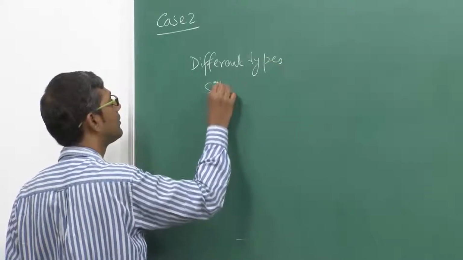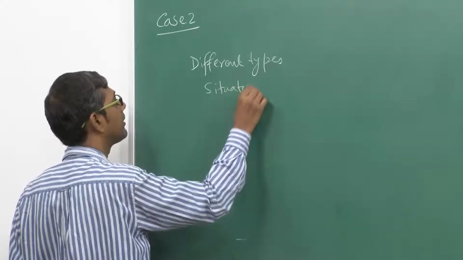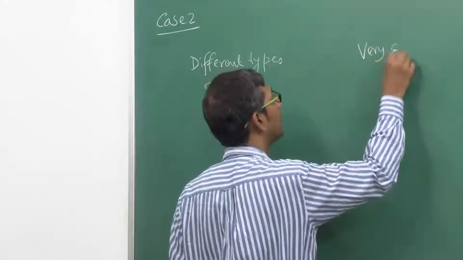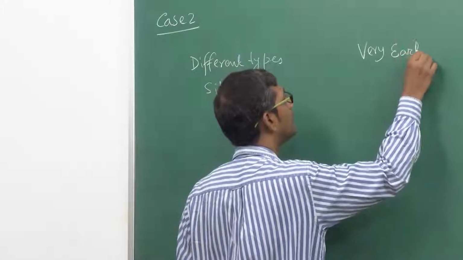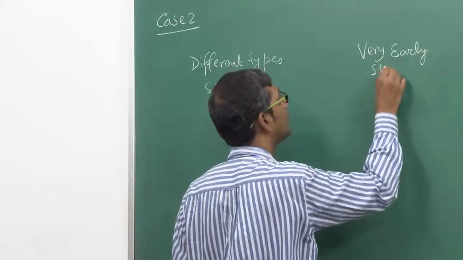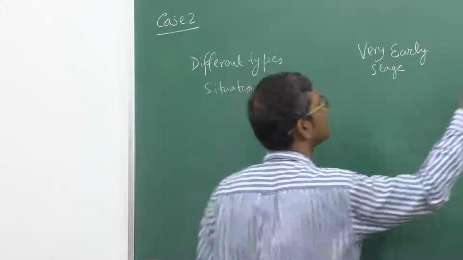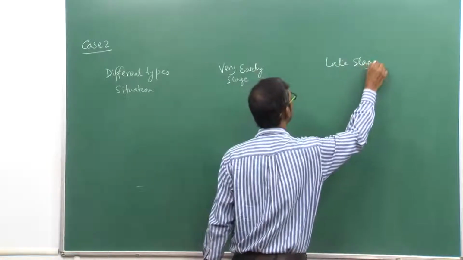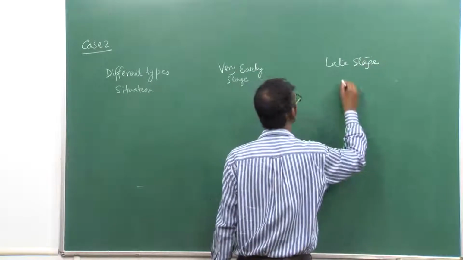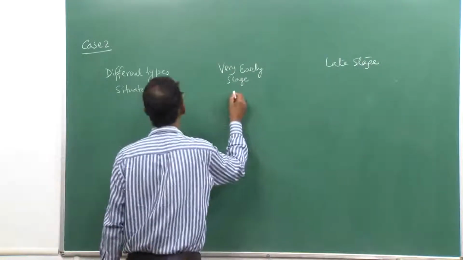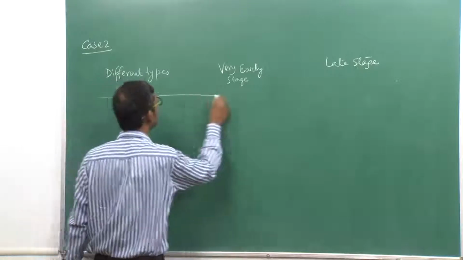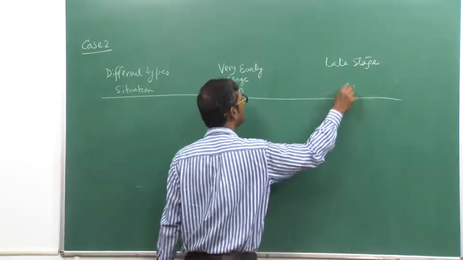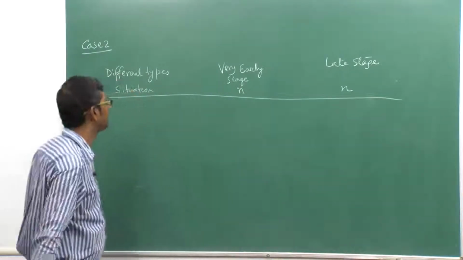I will tell you the different types of situations, nucleation and growth, very early stage, and late stage. That means at the beginning and the later. These are the different situations, and values of n will be provided for these two, very early stage and very late stage.